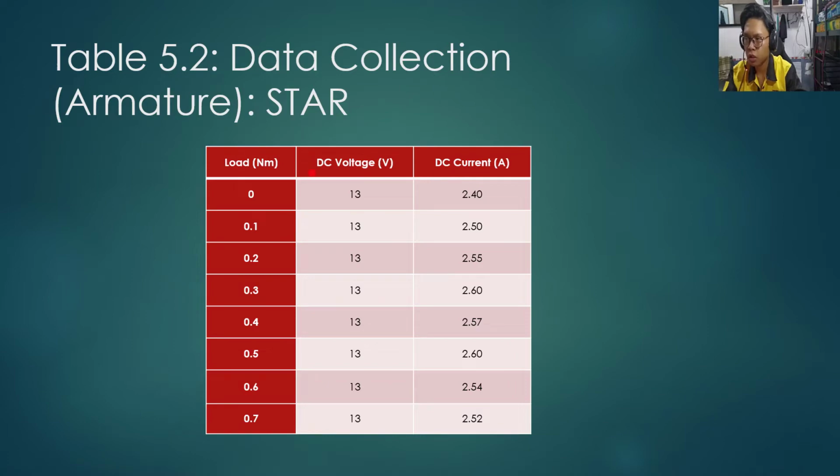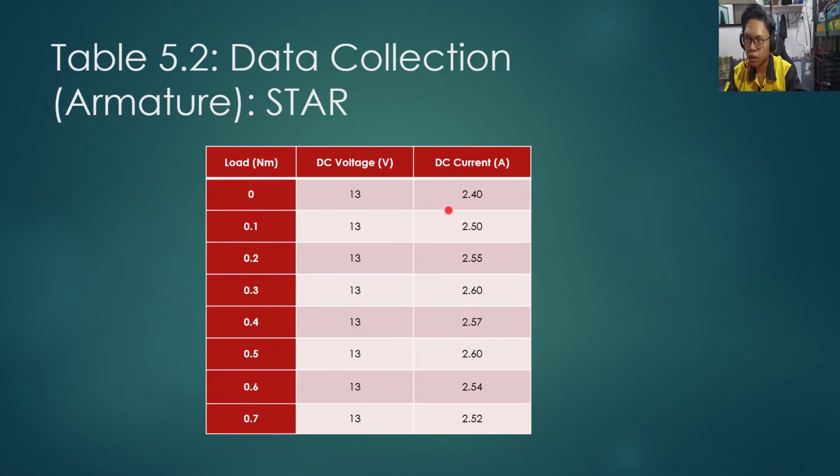Okay, next, this is table 5.2, data collection for armature in the star connection. As we can see, it consists of the DC voltage and DC current for the braking load from 0 to 0.7. The DC voltage has a consistent value of around 13 volt. As the load increased from 0 to 0.7, the DC voltage remained the same at around 13 volt.